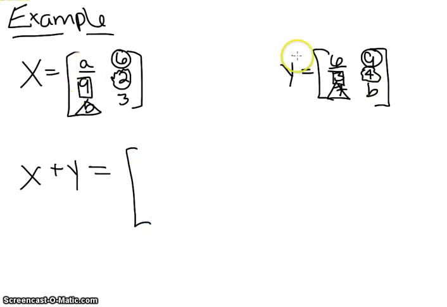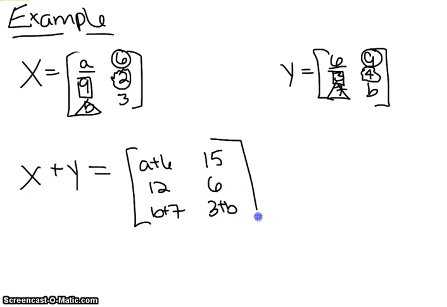Okay, A plus 6, we'll have 6 here, 6 plus 9 is equal to 15, 9 plus 3 is 12, 2 plus 4 is 6, B plus 7 is B plus 7, and then 3 plus B is, well, we can have it 3 plus B. So that is the sum of what you would get if you were to add X and Y together. Notice again, these matrices here are the same dimensions, and the sum here is the same dimension as the two matrices.